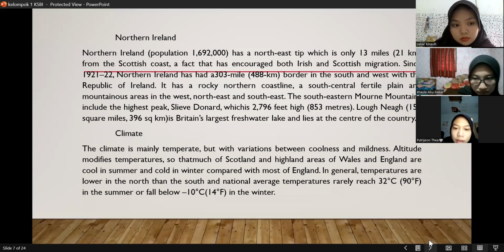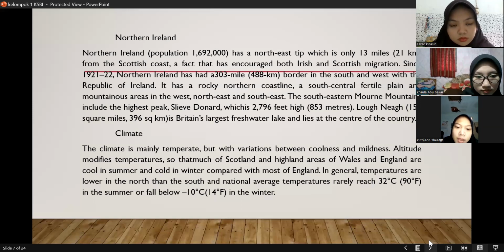In the northeast and southeast, the southeastern Mourne Mountains include the highest peak, Slieve Donard. Lough Neagh, a large freshwater lake, lies at the center of this country.